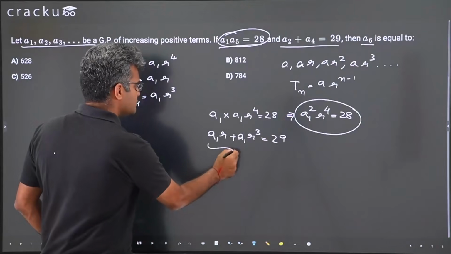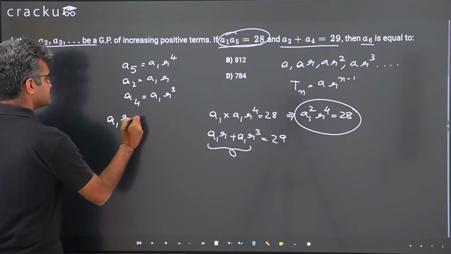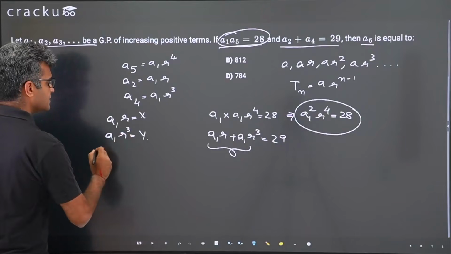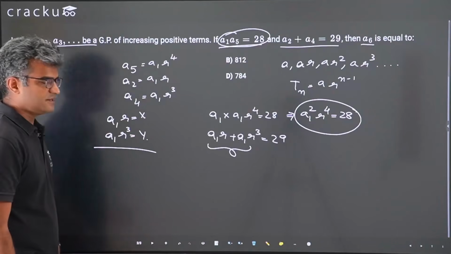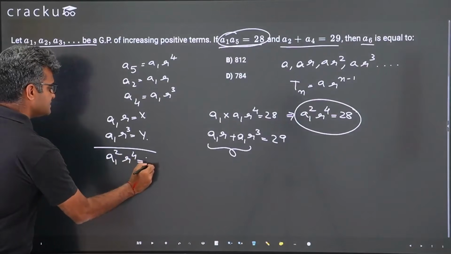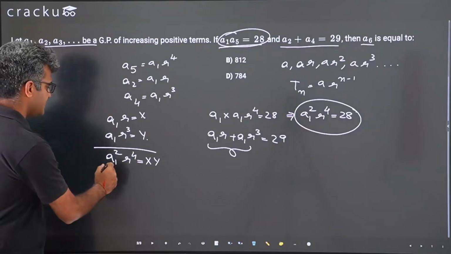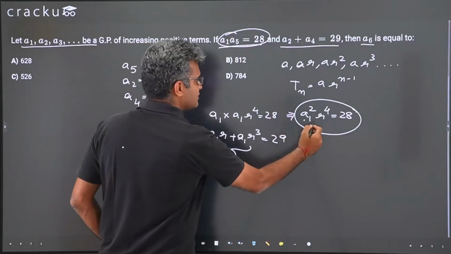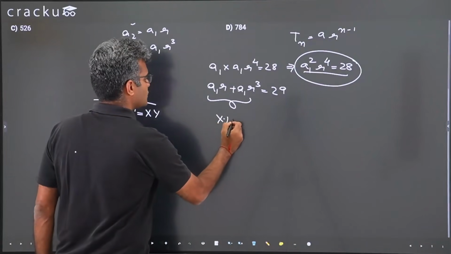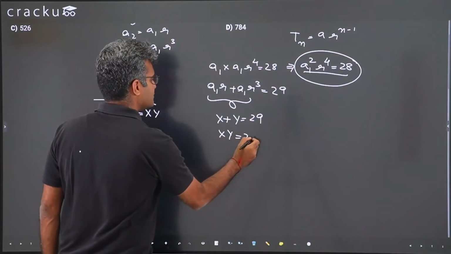If you are looking at these two terms, if you assume for example that a1r is equal to x and a1r cube is equal to y, what is the product of both of them? The product of both of them will be a1 square r to the power 4. This is equal to x into y. Why did I write it like that? Because a1 square r to the power 4 is equal to 28. So essentially what we have is two terms such that x plus y is equal to 29 and x into y is equal to 28.